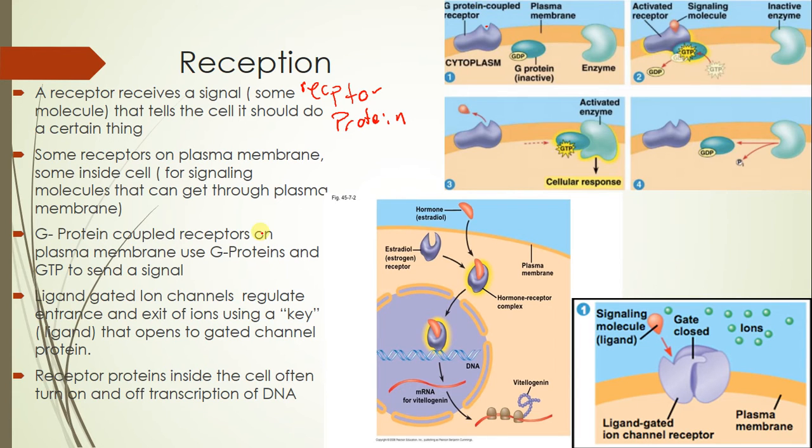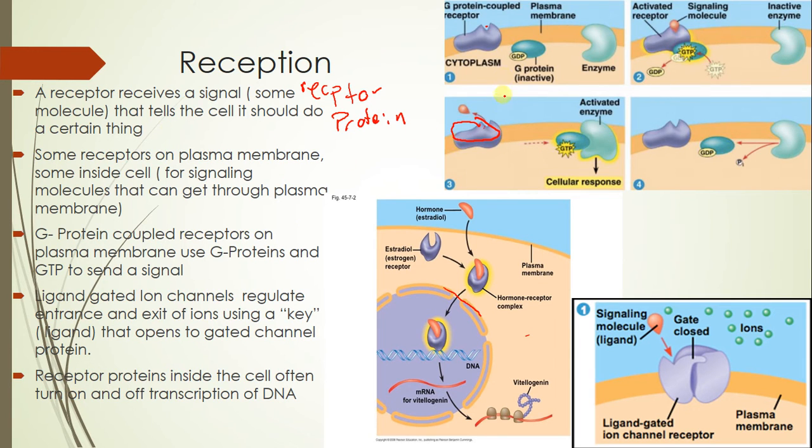Some receptors are on the plasma membrane and some are inside the cell for signaling molecules that can get through the plasma membrane. So not all of these receptor proteins are on the plasma membrane. Some might be in the cell on the nuclear membrane, or some might be attached to different membrane-bound organelles to receive signals from molecules that can make it through the plasma membrane.